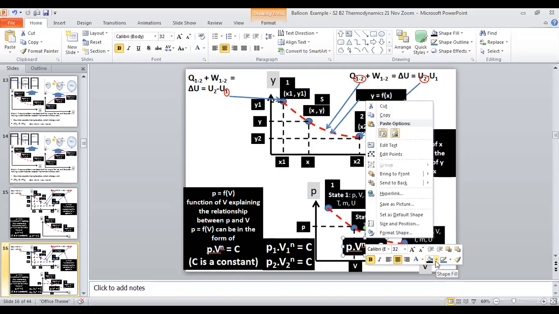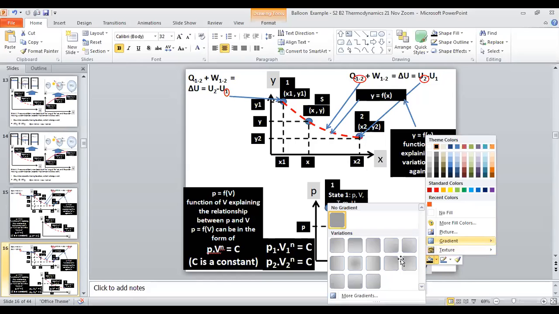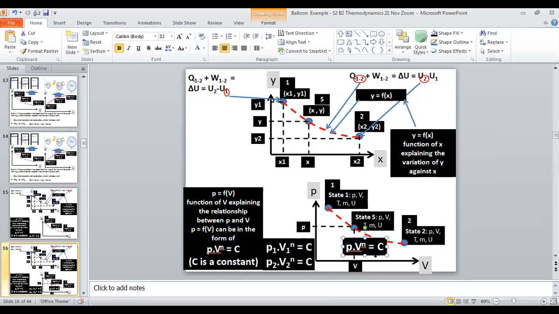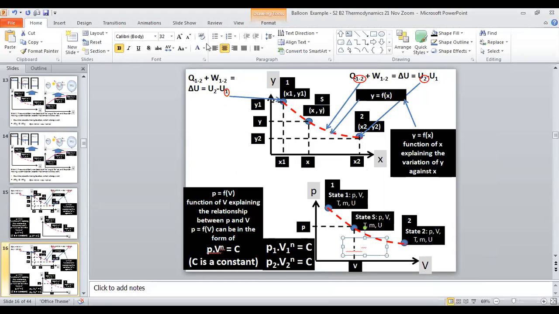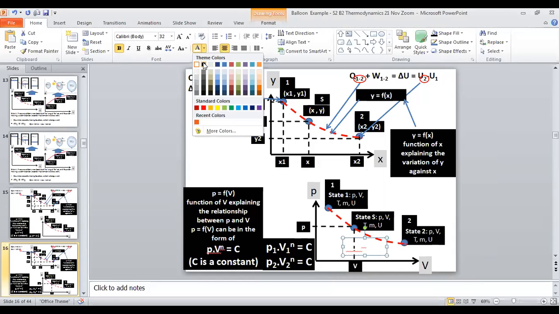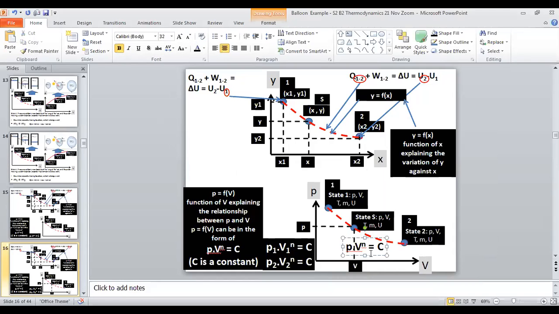So you can write it in this way. So let me make it like this. Looks better maybe. This is the curve. PV to the power n equals constant. Or that is P equals function of V.